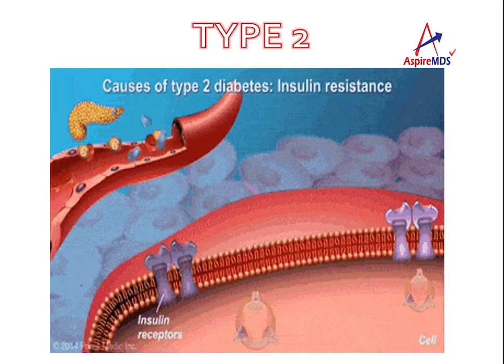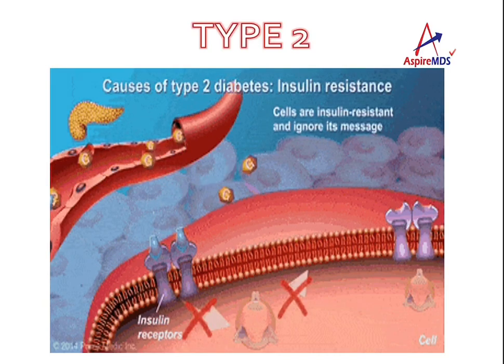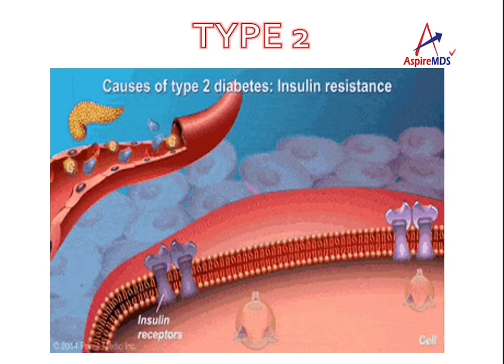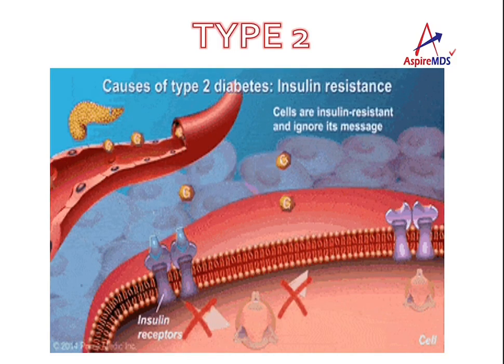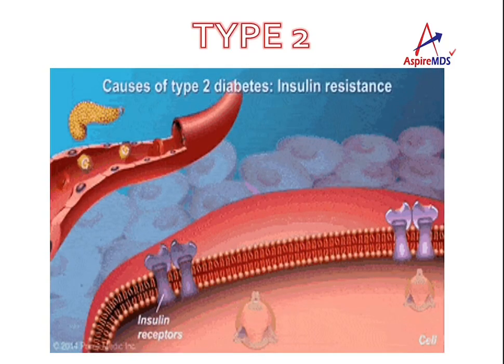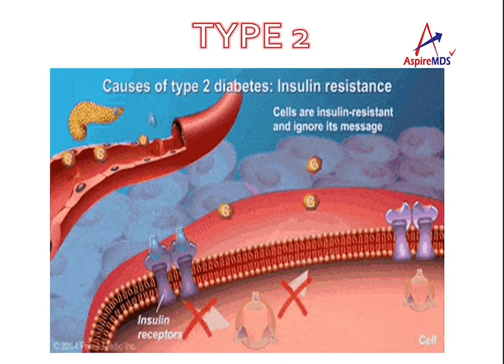Whereas in type 2 diabetes, the pancreas produces enough insulin, but something goes wrong, either with the receptor binding or insulin signaling inside the target cells. Thus, the cells are not responsive to insulin and cannot import the glucose, and hence the glucose stays in the blood. In other words, type 2 diabetics are insulin resistant.